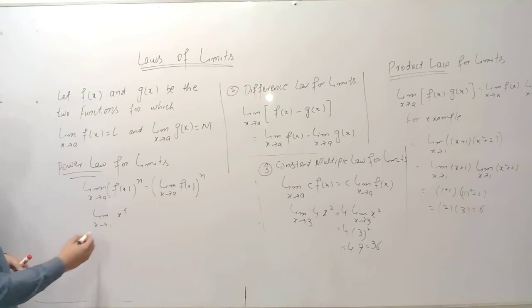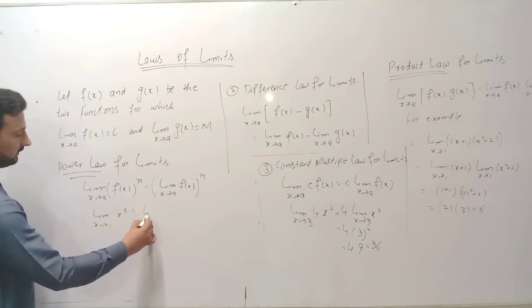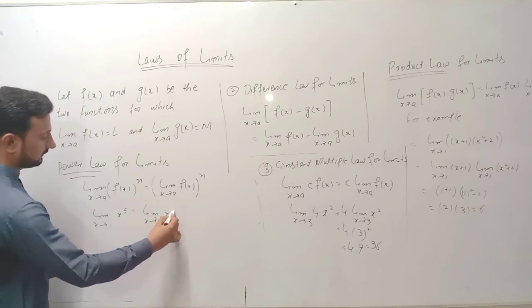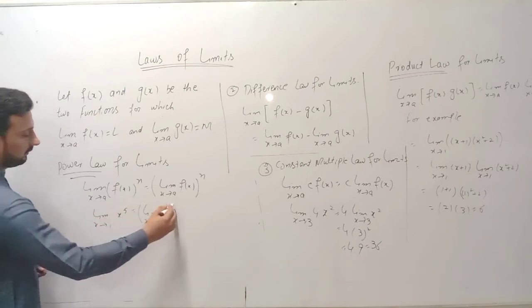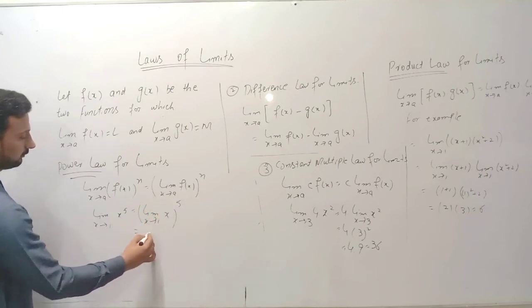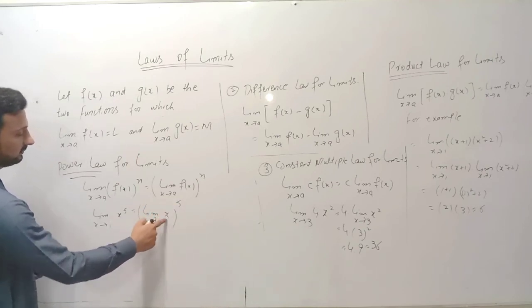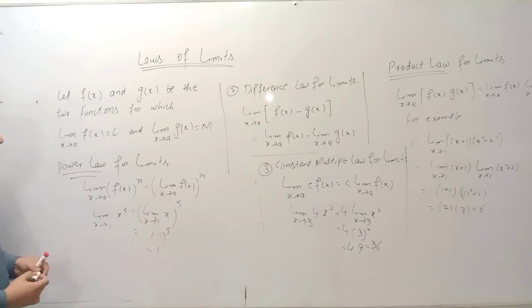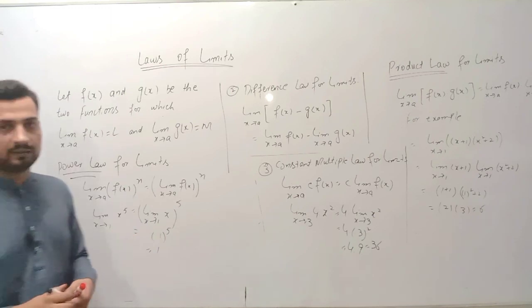1 of x to the power 5. We will do the same thing: the limit as x approaches 1 of x, and the power of the entire limit. Sorry, this is 5. x approaches 1 means we plug in the value of x, so this is 1. So these are some laws of limits.